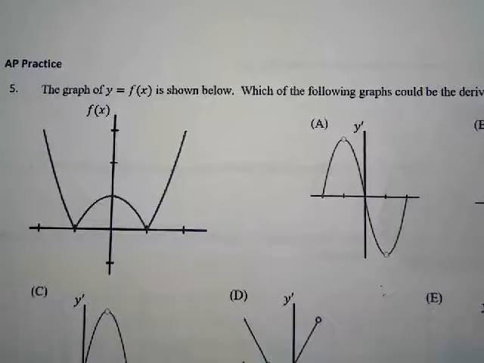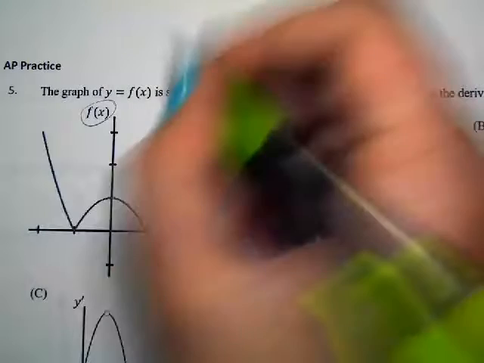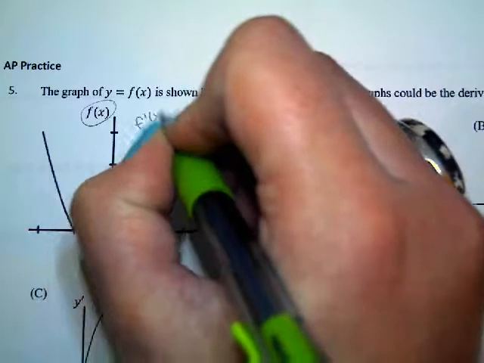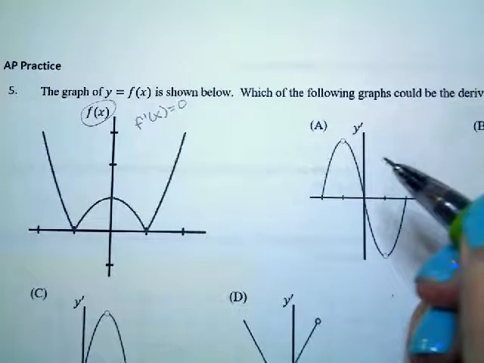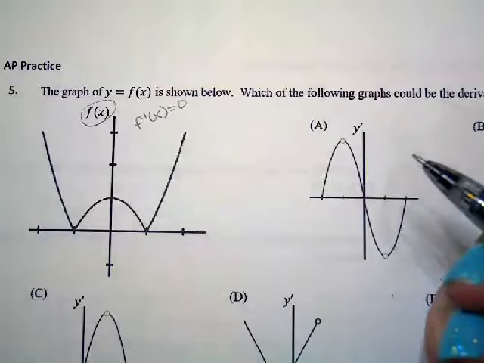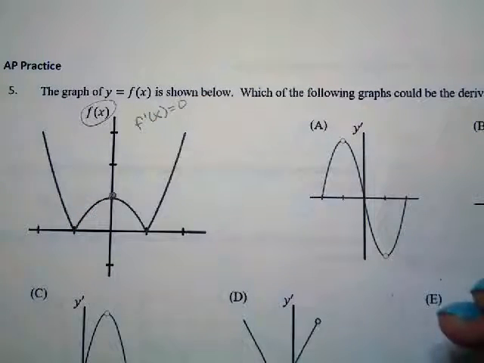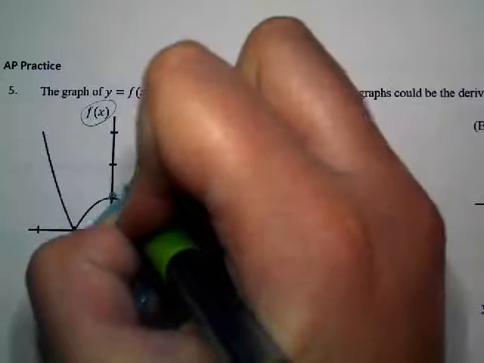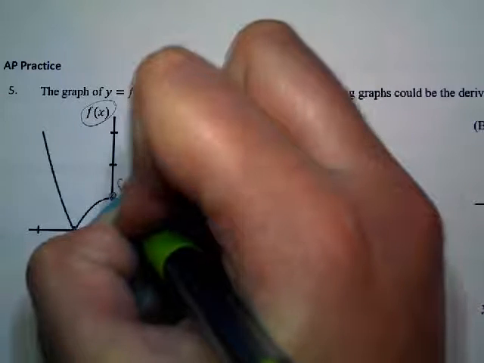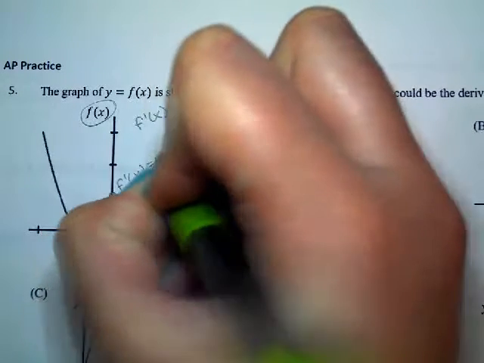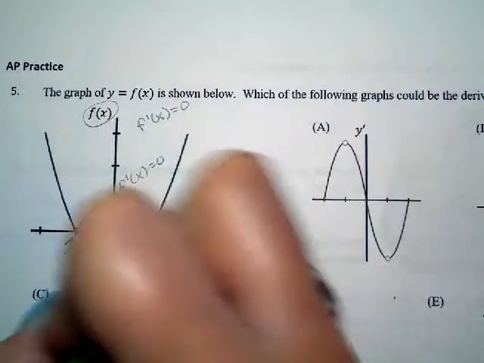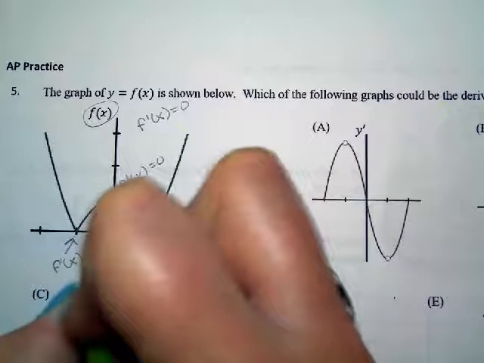So, strategy on 5, if this is f of x, can we tell where f prime of x equals 0? Where is that? 0, and, oh, so it equals 0 just at 0. And then does not exist here. And does not exist here.